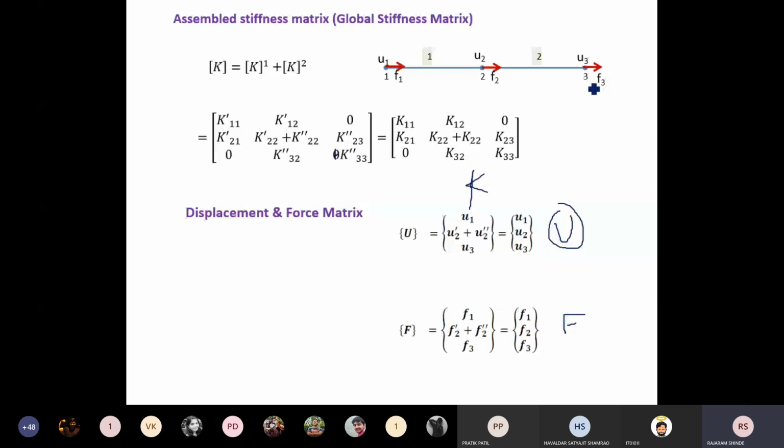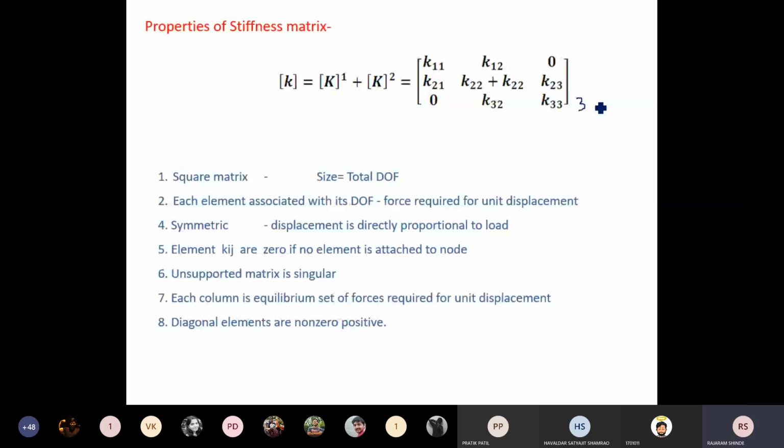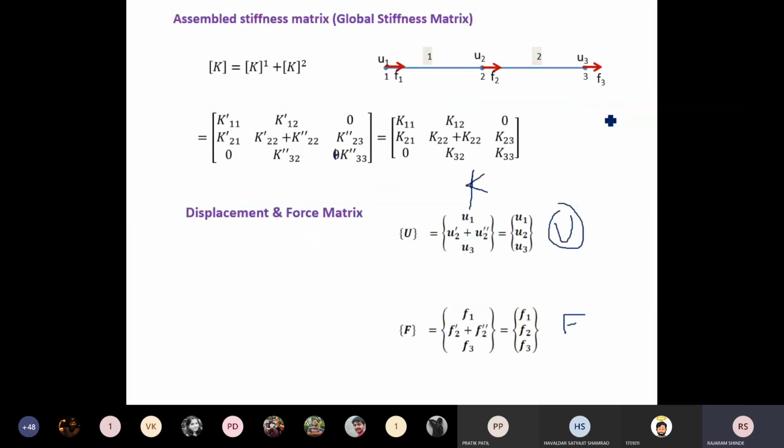So your stiffness matrix is 3 by 3, and the size of the stiffness matrix is equal to the total degrees of freedom. You can see here, the size of the stiffness matrix is equal to 3 by 3, or equal to the total degrees of freedom. If you have 4 nodes, and each node has 1 degree of freedom, then the total degrees of freedom is 4. So you will get a 4 by 4 stiffness matrix.